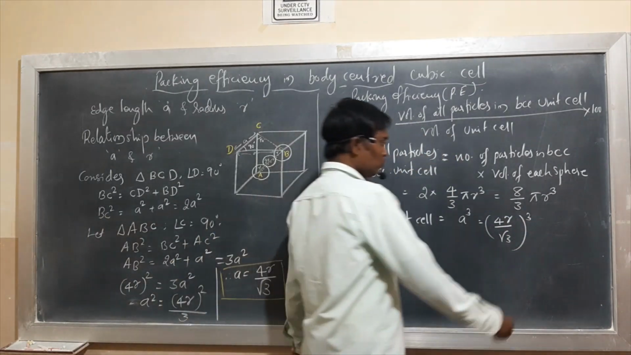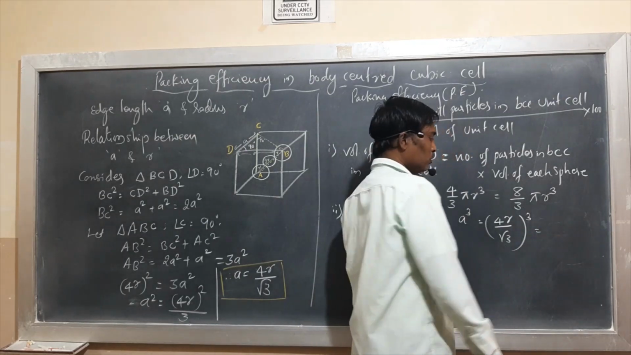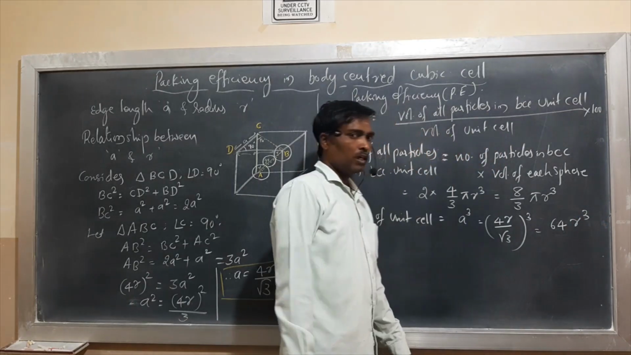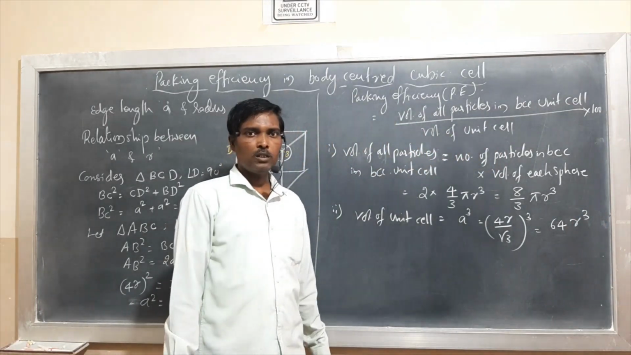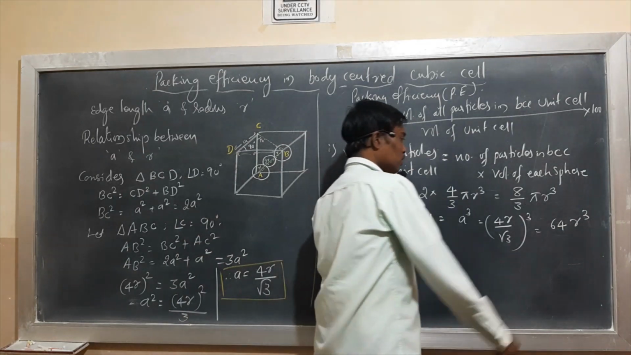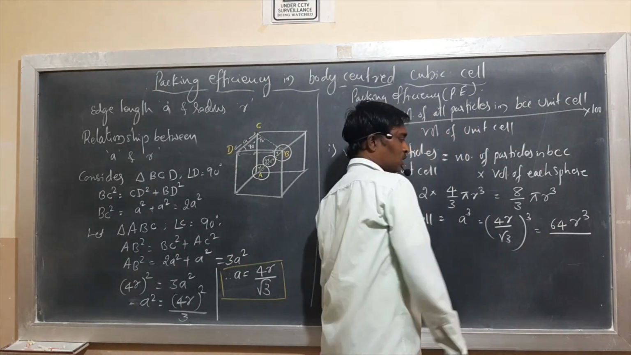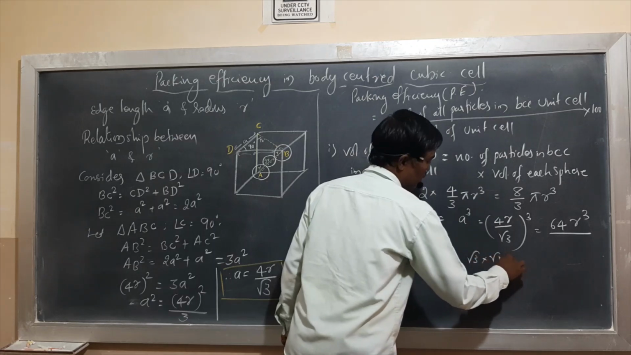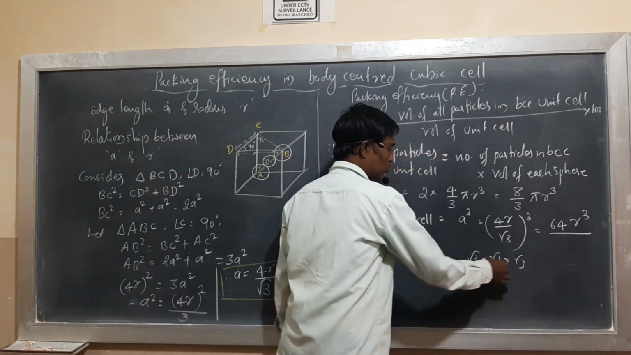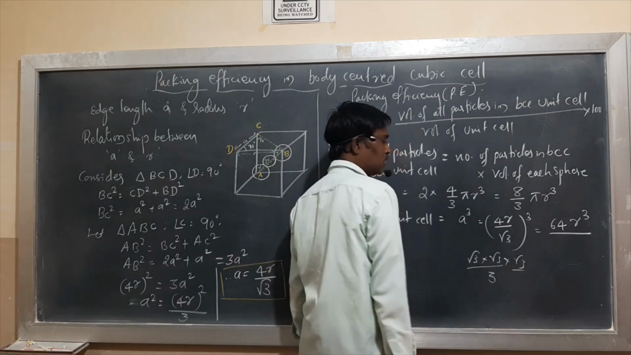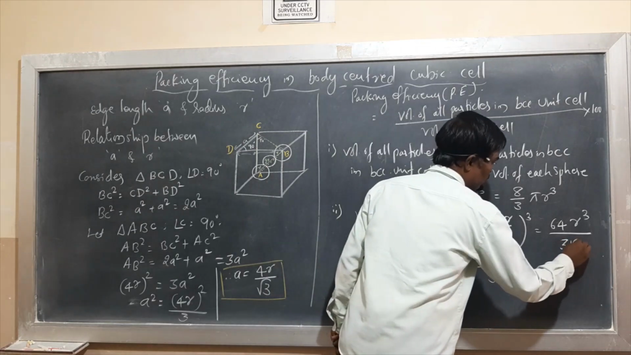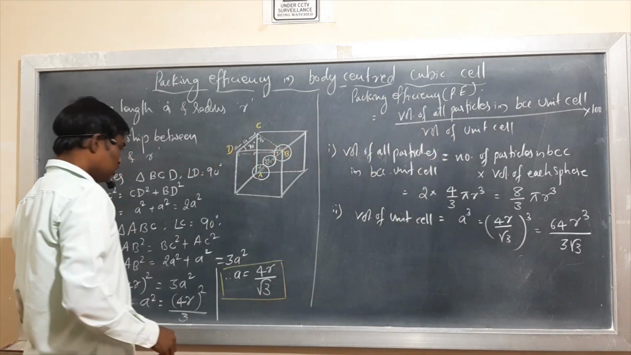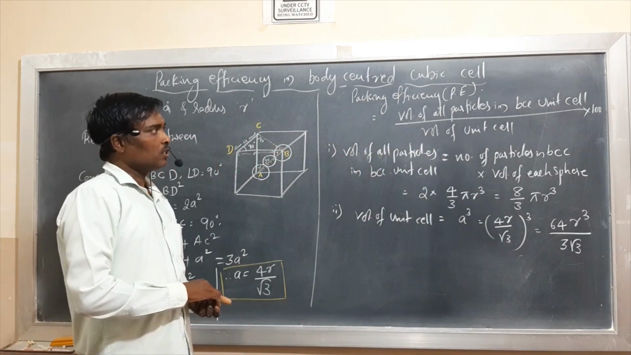Find the cube of this, 4r by root 3. So 4 cube is 4 into 4 into 4, 64, r cube, and root 3 whole cube is root 3 into root 3 into root 3. Root 3 into root 3 is 3, so it is 3 into root 3, therefore 3 root 3. Now this is the denominator term, that is the volume of the unit cell.